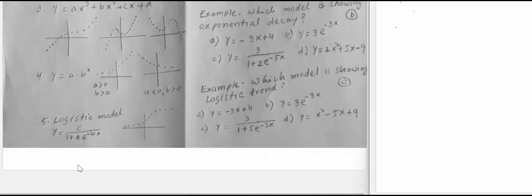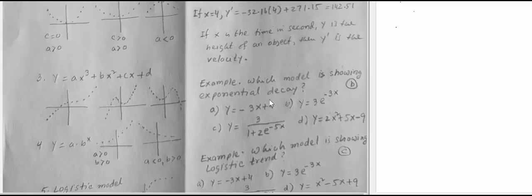All right. So the next one is the logistic model, which is some constant over 1 plus the exponential function with a negative decay exponent in here, right? And if you graph that one, it will be a graph like this. It's called the logistic model.